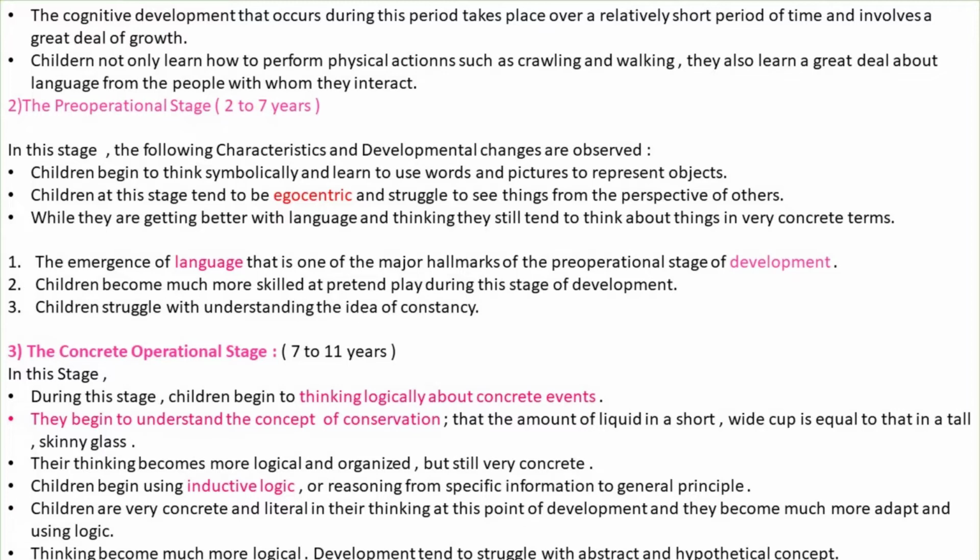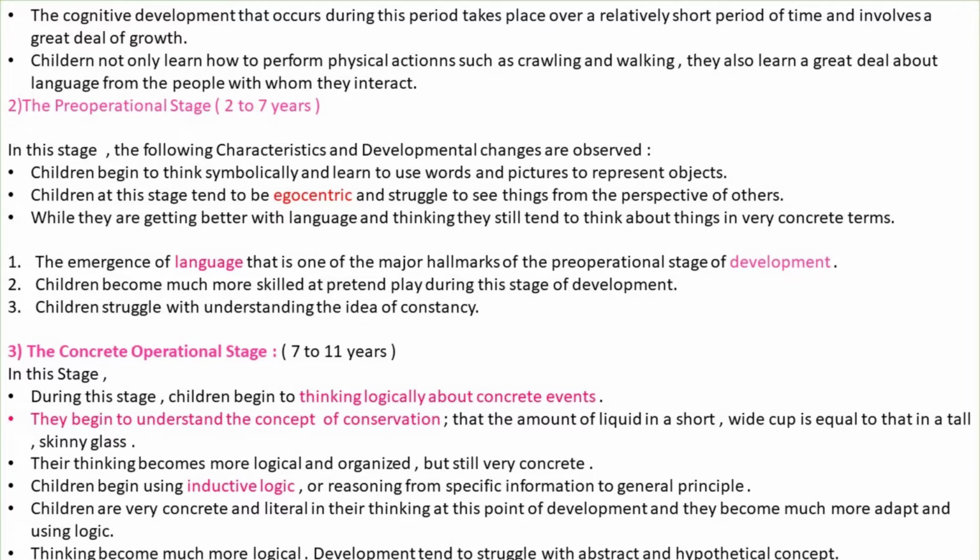While they are getting better with language and thinking, they still tend to think about things in very concrete terms. The emergence of language is one of the major hallmarks of the pre-operational stage of development. Children become much more skilled at pretend play during this stage of development. Children struggle with understanding the idea of constancy.